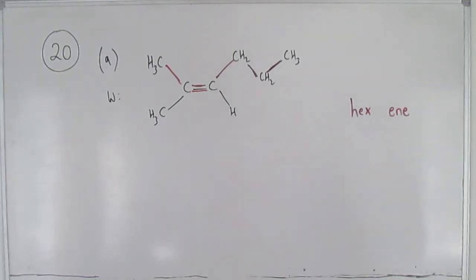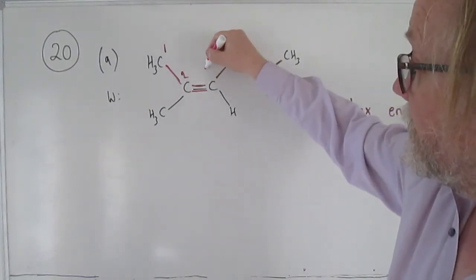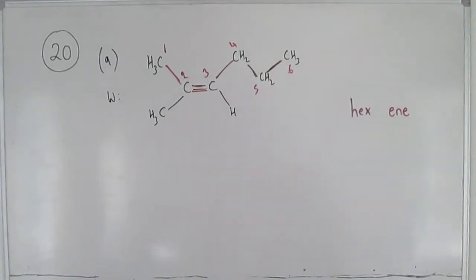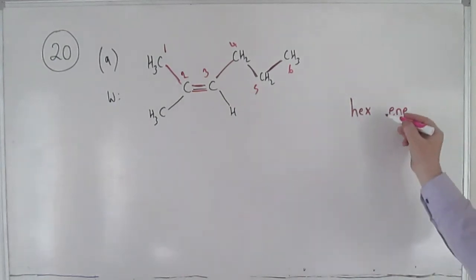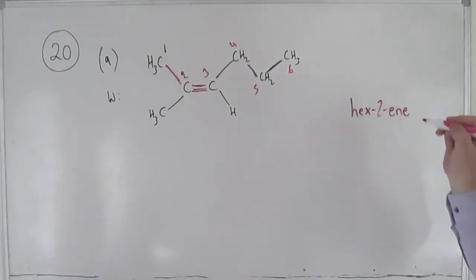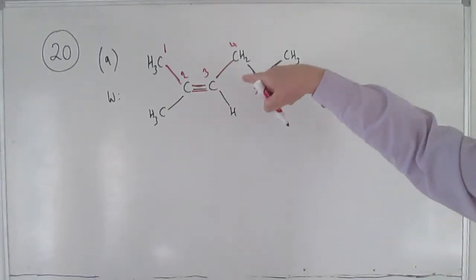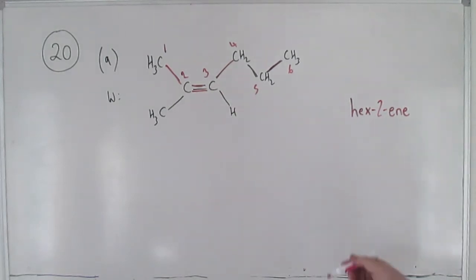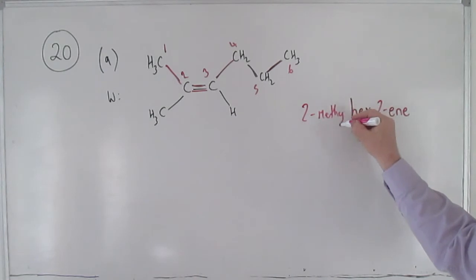Got to decide which end to start numbering from, so we want to keep the number as small as possible, which means we're going to number like this. Okay, and so the double bond is between 2 and 3, but you quote the lower number, so it's hex-2-ene. And the only thing that's not included in that then is this methyl group here, which you can see is attached to carbon 2, so it's 2-methylhex-2-ene.